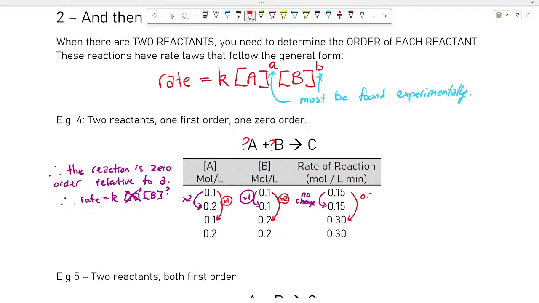You divide them. So you do 0.30 divided by 0.15. And as it happens, that's going to give us 2. Which means when we double the concentration of B, what happens to the rate? It doubles. Therefore, what can we conclude? The reaction is what order relative to B? Is first order. It's linear, right?